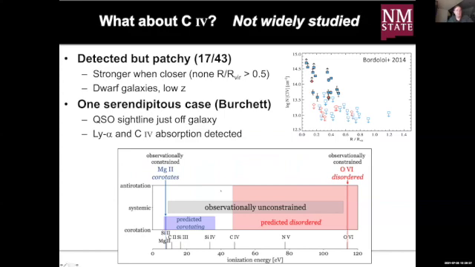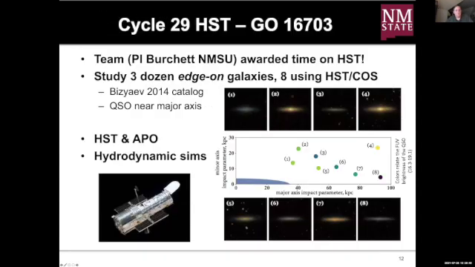So we proposed to study across this energy range between Mg2, that is co-rotating with galaxies, and O6, which is predicted to not rotate, and look at various ions across this energy spectrum to see how it behaves. And we were fortunate to get recently awarded time on Hubble on Cycle 29 coming up. So we have several dozen galaxies that are edge-on, pulled from Dmitry's catalog of 2014.